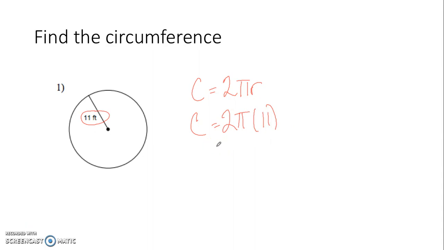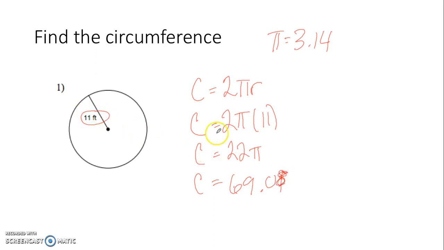We're going to continue to simplify the equation. C is equal to, well, we know that 2 times 11 is 22, so we have 22 pi. Now we're going to take out our calculator and write 3.14 for pi. When we do 22 times pi, we get C is equal to 69.08 feet. So 69.08 feet is the circumference of the circle.